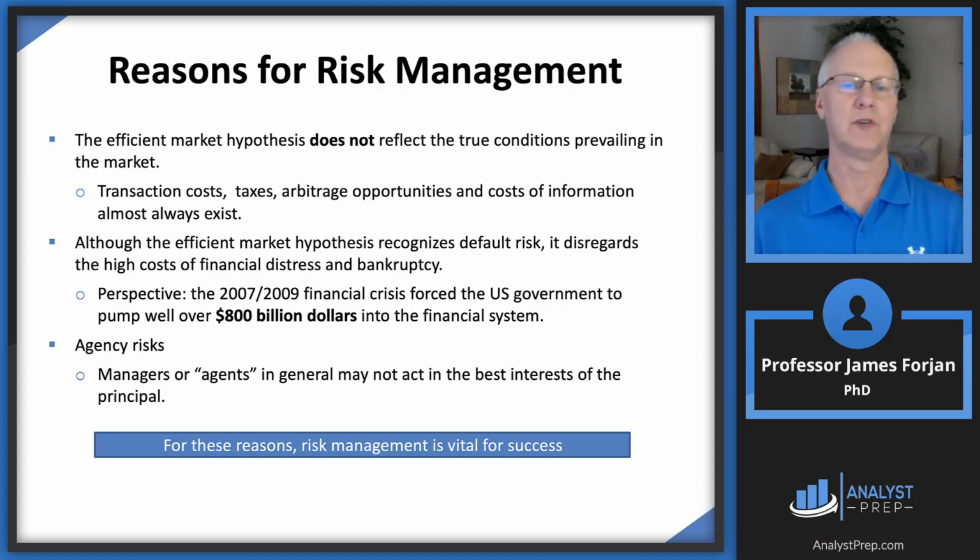Now, the efficient markets hypothesis, of course, recognizes the simple fact that firms can default, but what it does is either disregard or discount the costs of financial distress and bankruptcy as they relate to the entire market. We call that contagion in the academic world. And a great example is to go back 10 years ago or so when we had the financial crisis.